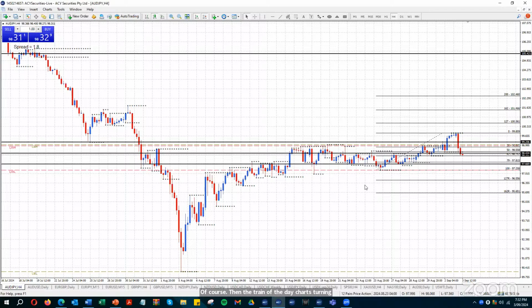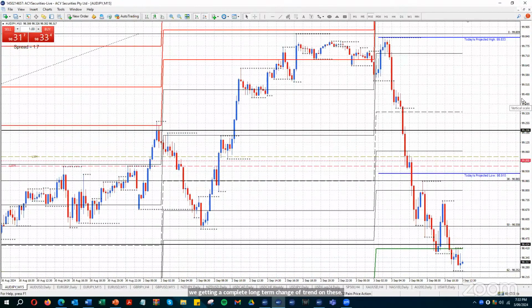So we have a monthly trend up, weekly trend down, day trend up. So is that monthly holding its overall trend? And at some point, the weekly turns back to up, or are we getting a complete long-term change of trend on these yen pairs? So it is a little bit difficult on the yen pairs at the moment. And big sell-off today on the 15-minute.